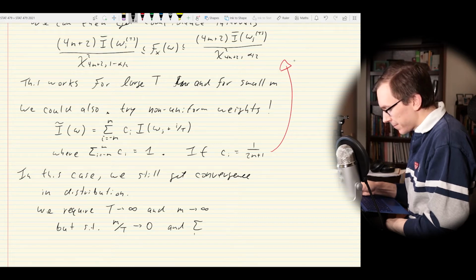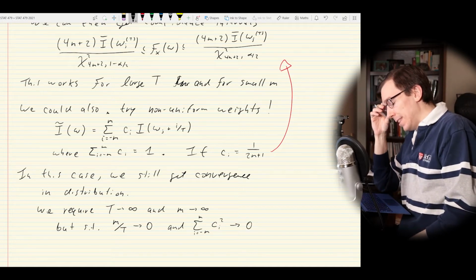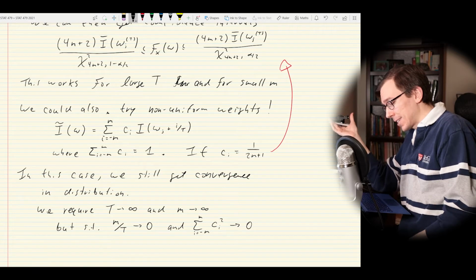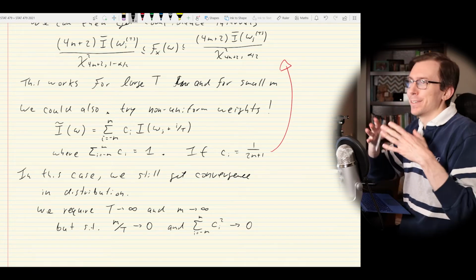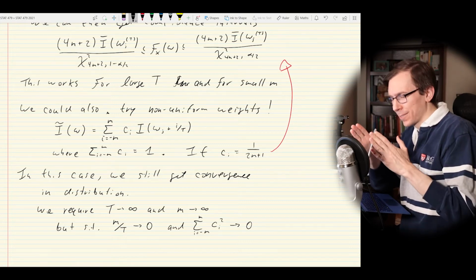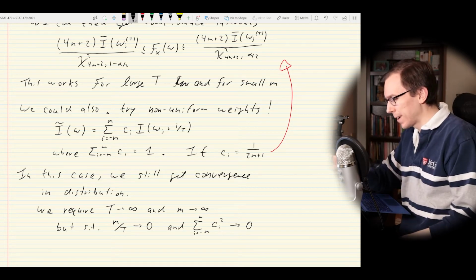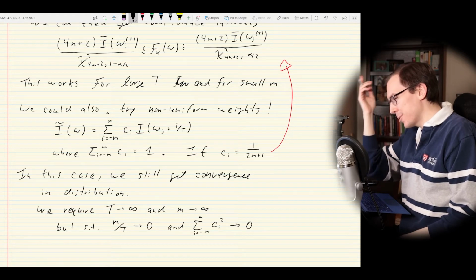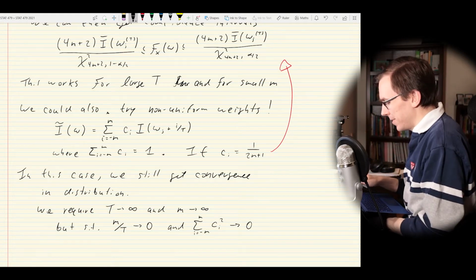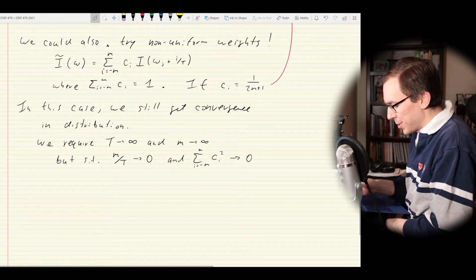Anyway, we need this, and we need another condition, which is that the sum from i equals minus m to m of the ci squared, these coefficients, we need this thing to go to 0. So this can work basically as long as the coefficients don't peak at some value. Like they don't all just go to 1, or if the main coefficient doesn't tend towards 1, then as long as we have them squared, they should sort of vanish in some sense. Anyway, given all of this, what do we get?